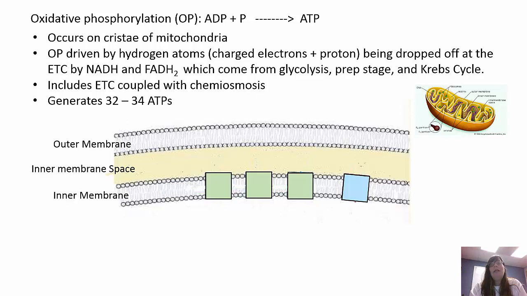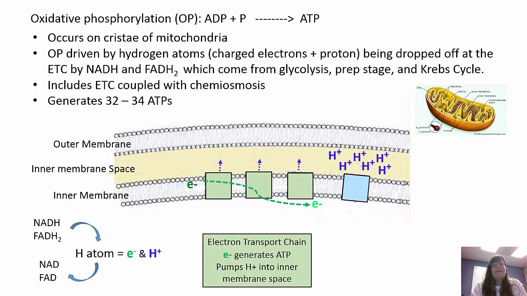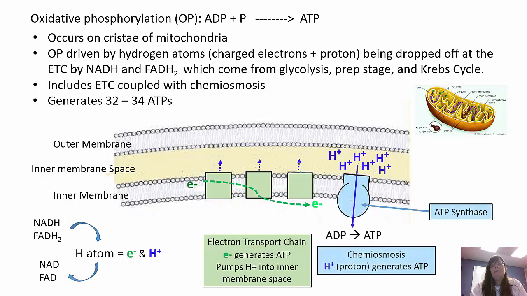So we're in the mitochondria now, in the cristae, and this is the final step of cellular respiration. Again, NADH and FADH2 come from the first steps of cellular respiration. They bring the electrons, they donate the protons, and pump them into the inner membrane space. That's going to fuel the ATP synthase pump to generate ATP.